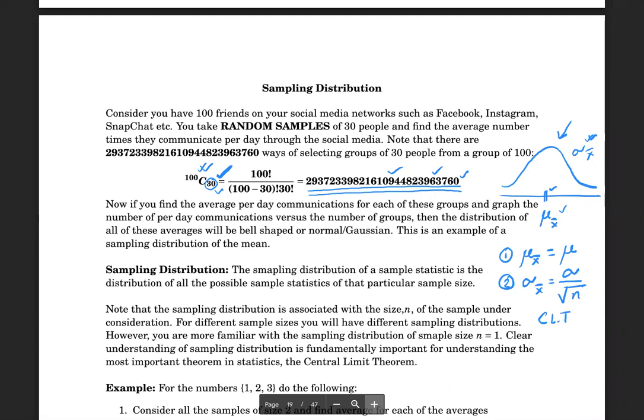Again, to emphasize, these conclusions always hold true when n is greater than or equal to 30. But if n is less than 30, then if the initial population from which you created the sampling distribution has a normal distribution, these two conclusions still work even if your sample size is less than 30. So that's, in short, sampling distribution and the Central Limit Theorem.